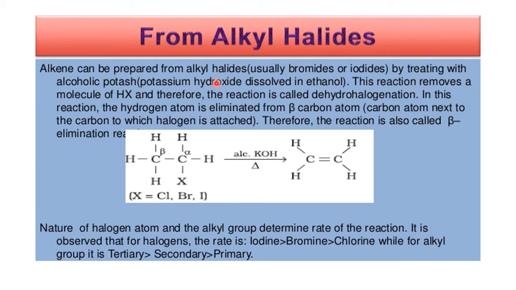This reaction removes a molecule of HX and therefore the reaction is called dehydrohalogenation. See, this is the removal of hydrogen and the removal of halogen. So hydrogen and halogen are removed. Halogenation is adding halogen. Dehalogenation is removal of halogen. So here two are removed, one is hydrogen, one is halogen. So hydrohalogenation means adding H and the halogen. Here both are removed. So it is called dehydrohalogenation.